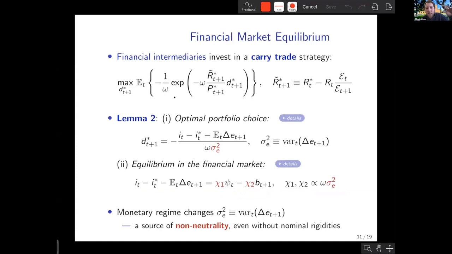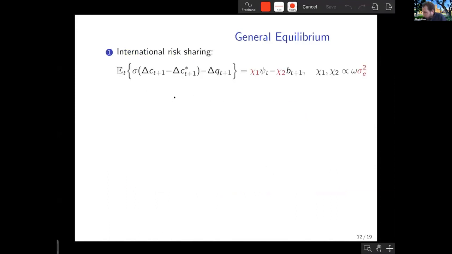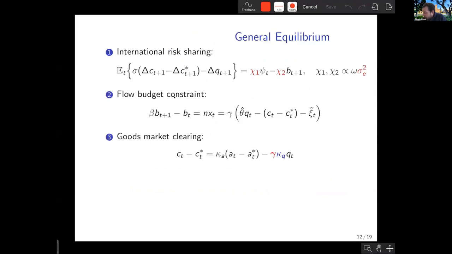The government has the ability to control the equilibrium volatility of the nominal exchange rate using monetary policy, but this affects the policy function of intermediaries in the financial market, and this is the source of non-neutrality going from a peg to a float, right? And so as a result, the equilibrium system in the end looks like this: the budget constraint in flow terms, and this is the risk sharing condition, but now the extent of imperfection in the risk sharing is endogenous to the nominal monetary policy regime, and this is the source of monetary non-neutrality.